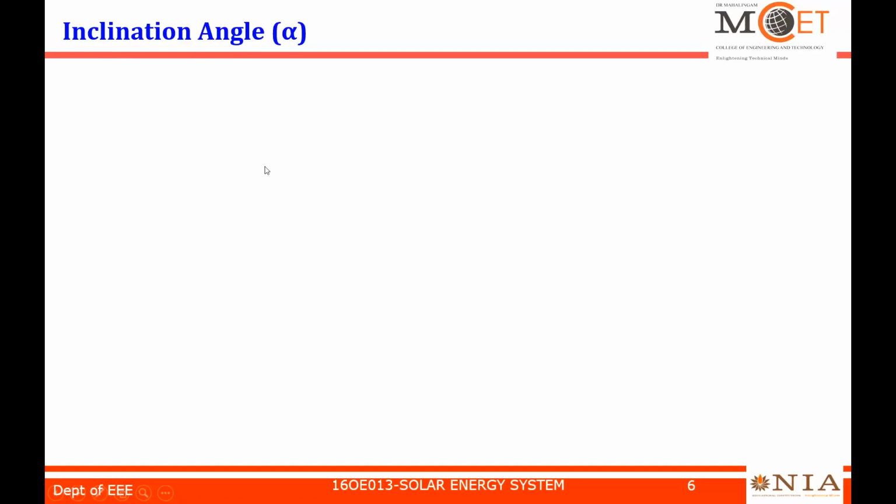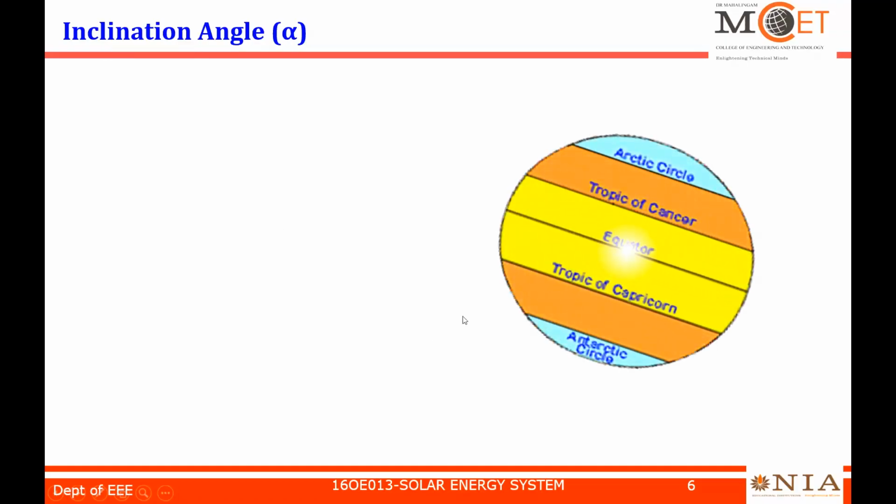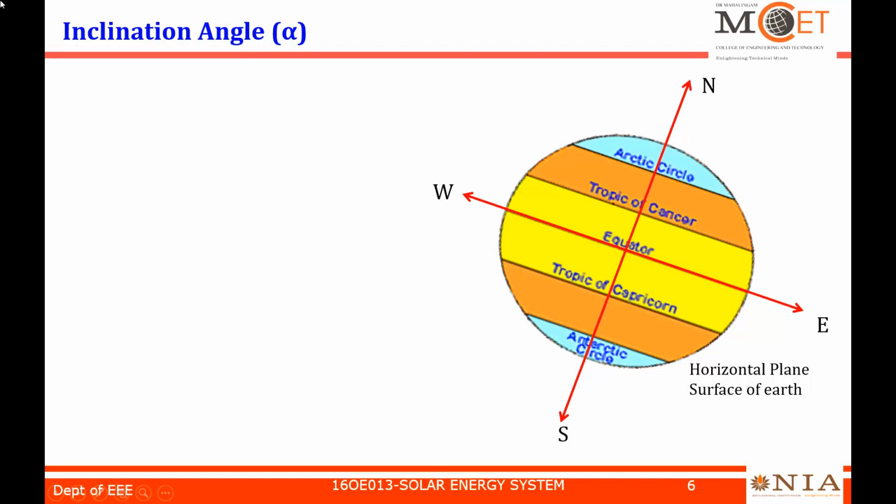Inclination angle alpha. Let us consider a horizontal plane or Earth's surface as shown here, marking directions as north, south, east and west. Now let us consider the sun's ray falling on the horizontal plane, marking the point of inclination as point P. Taking the projection of the sun's ray on the horizontal plane, join PQ. PQ will be the horizontal projection of the sun's ray.